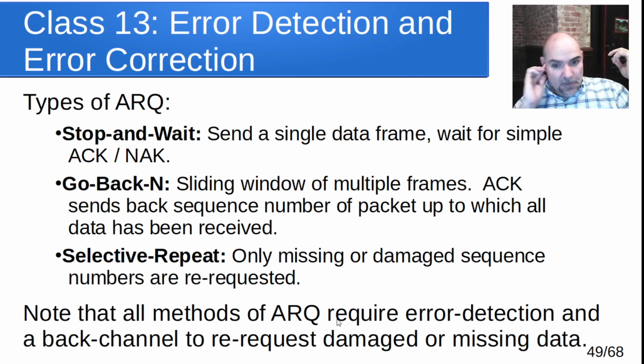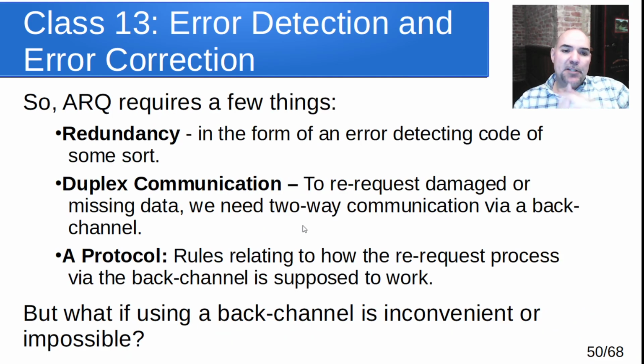But all of those methods still require error detection of some sort, and they also all require us to have a back channel to the transmitter to re-request anything that's damaged or missing in those sequences of blocks of data that are being sent. But there are cases where we don't have a back channel, which we're going to look at in a second.